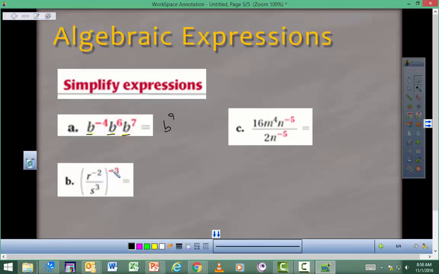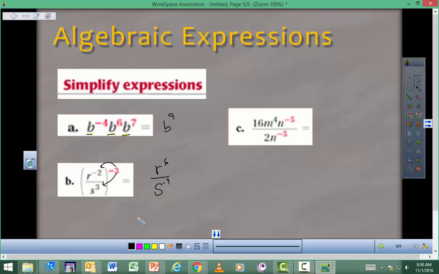What if there's this one? We have a negative exponent. We have it raised to a negative exponent. So I need to multiply the exponents here. And so I get r to the 6th power over s to the negative 9 power.